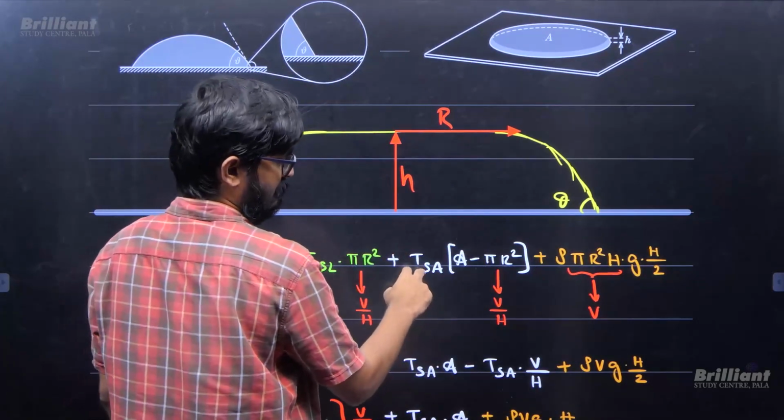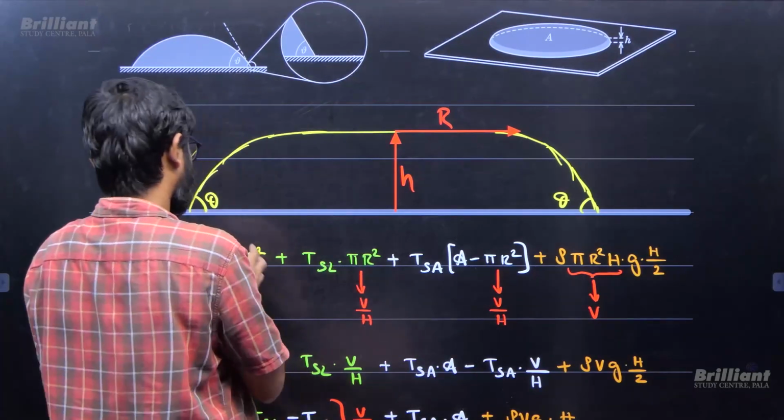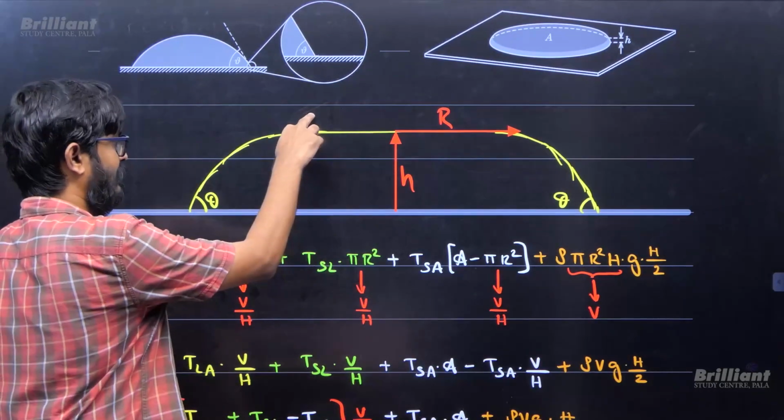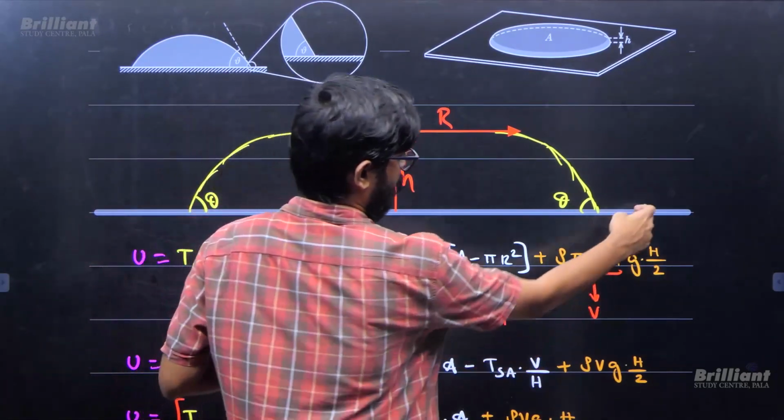Surface tension between solid and air interface into the area available there. Now this is the surface energy because of liquid and air. This is the surface energy because of solid and liquid. This is the surface energy because of solid and air.